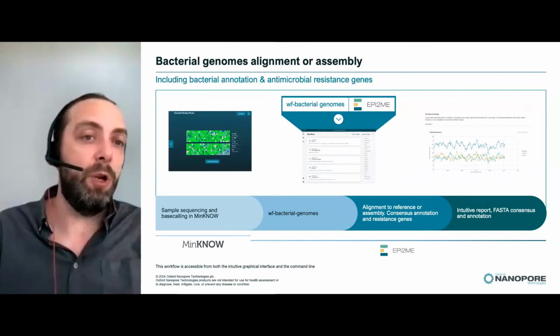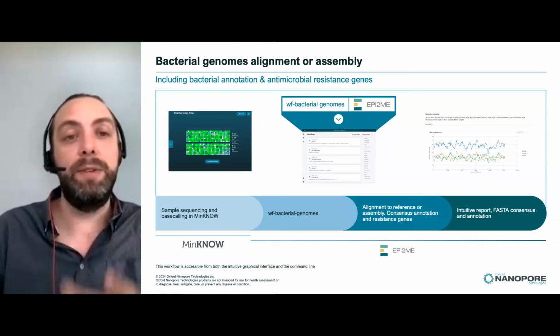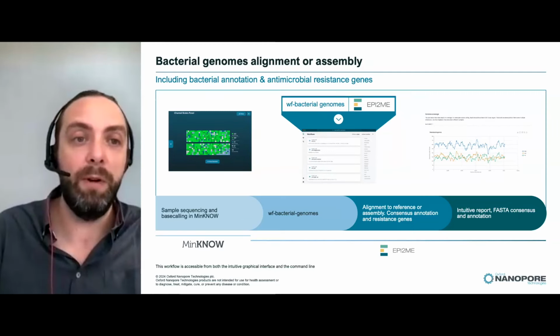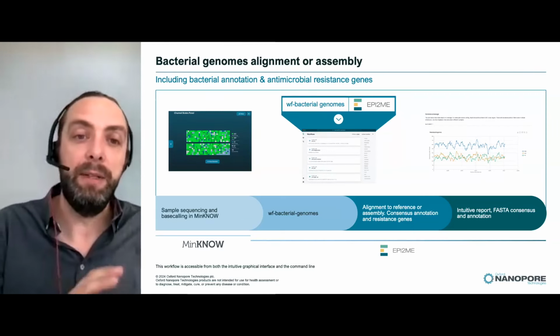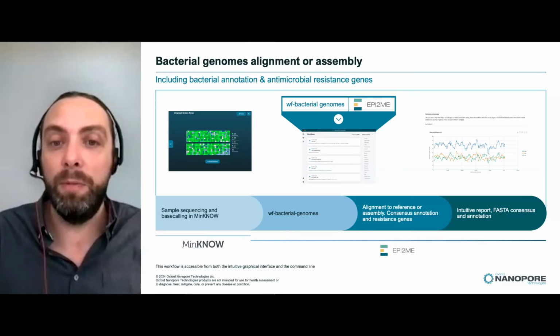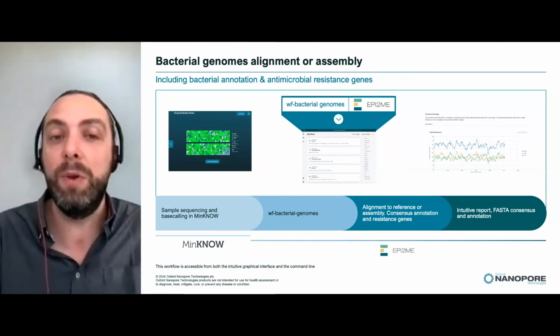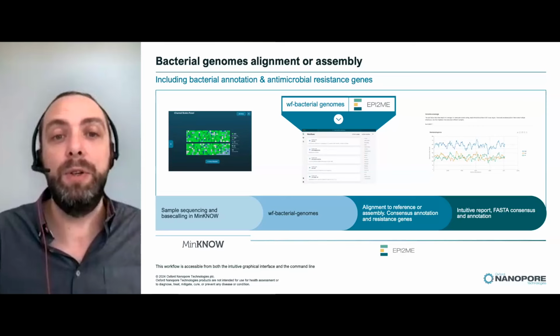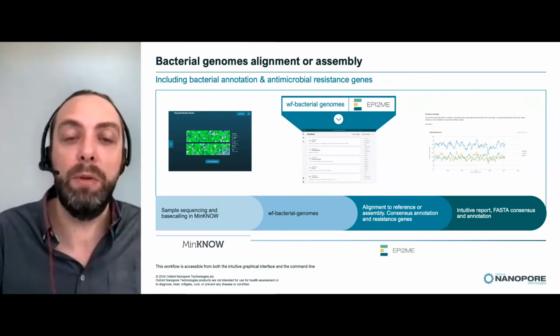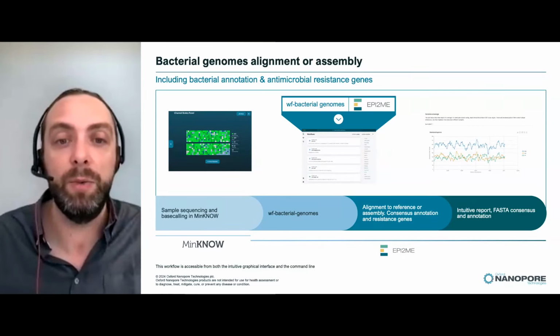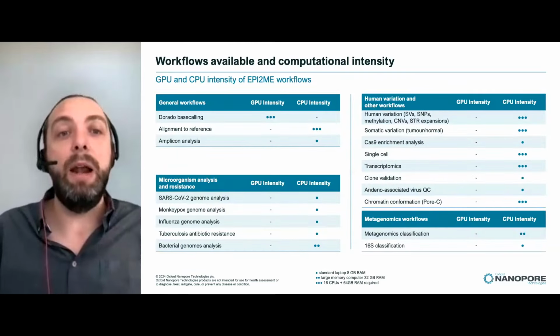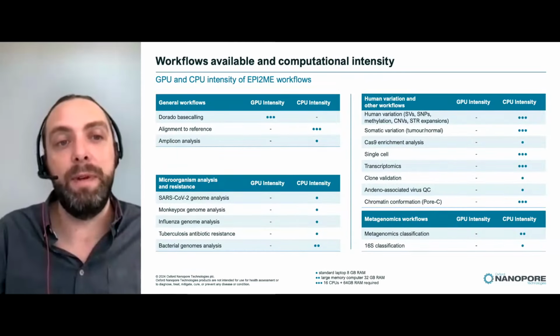Similarly, for anyone that's interested in automating the analysis of bacterial data, we have a workflow for doing that, where you can discover variants, perform a de novo assembly, and look at consensus annotation. But this also includes workflows for doing antimicrobial resistance detection and annotation as well. So as I mentioned, there are a lot of different workflows available.